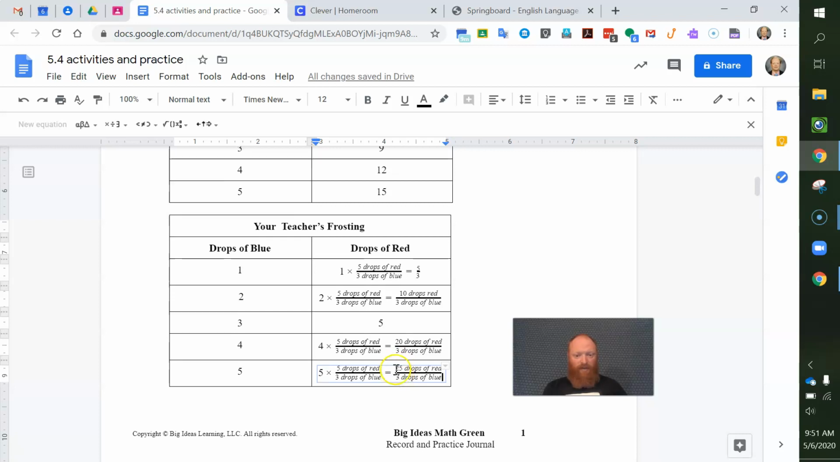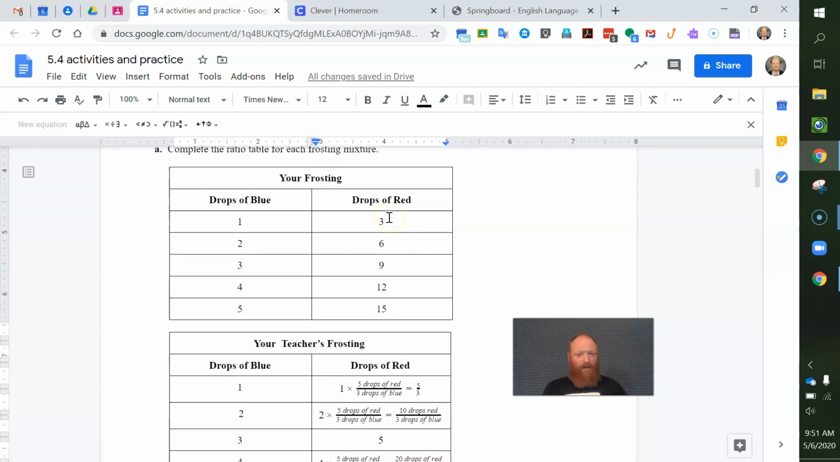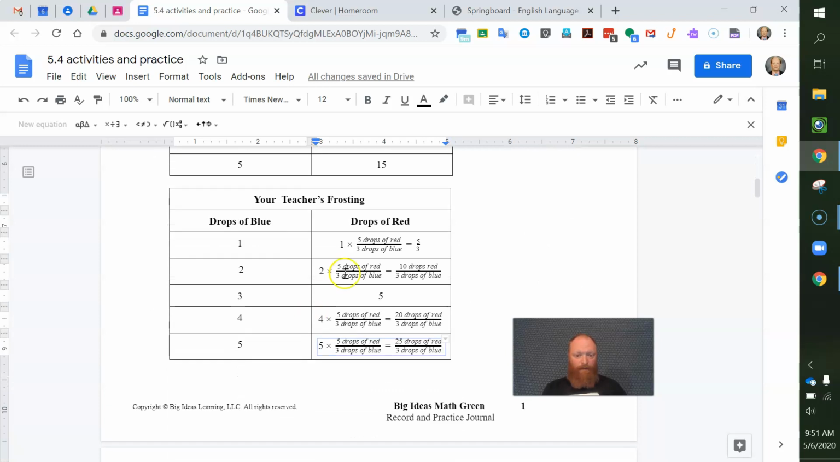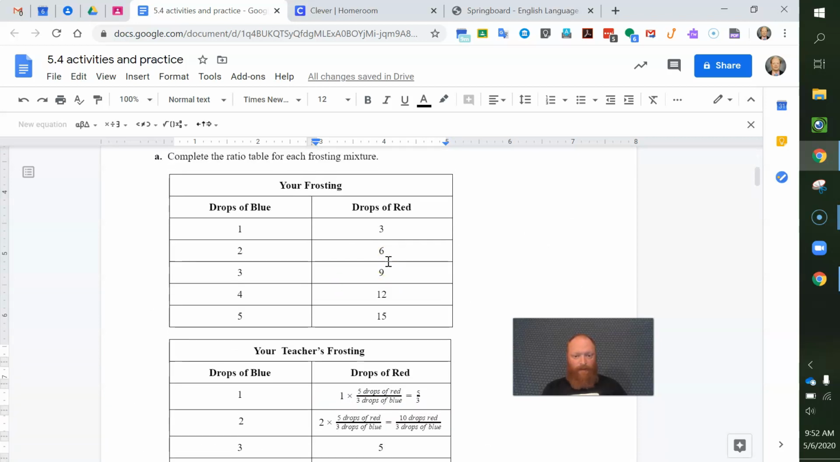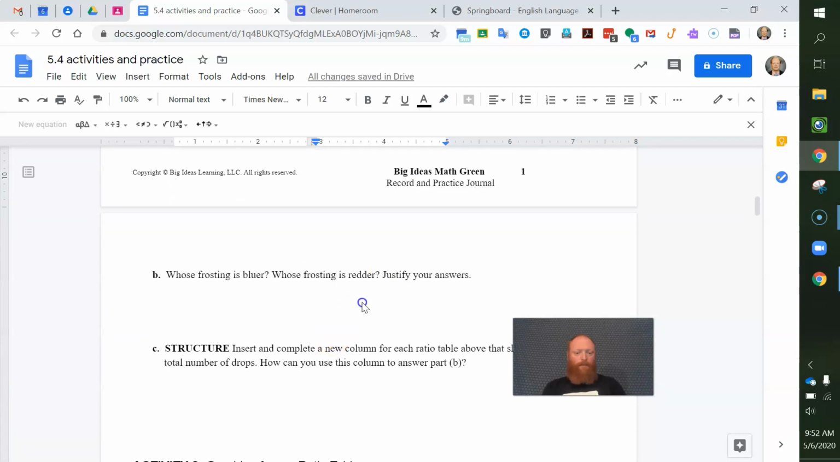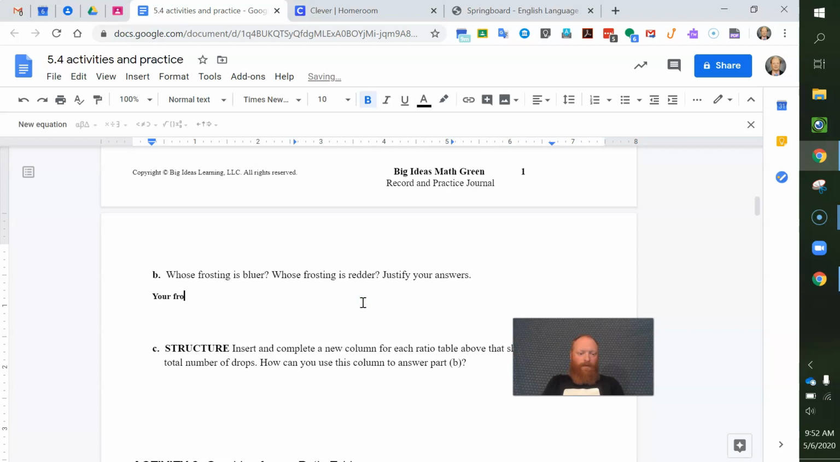So a ratio of 25 to 3 versus a ratio of 15 to 1. So the question here is, which one has more blue in it? And the answer is going to be your frosting. Your frosting is bluer and the teacher's is redder. Why? Here's why.